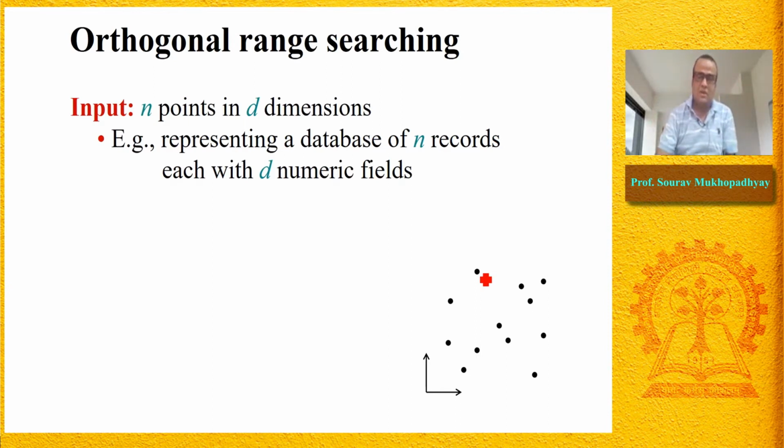So depending on that, we have some dimension. Now we are interested to know some query. Query means we are interested, given an orthogonal range. Orthogonal means the 90 degree, the right angle. So given the orthogonal range, we want to see who are the points in that region. So that is the thing.